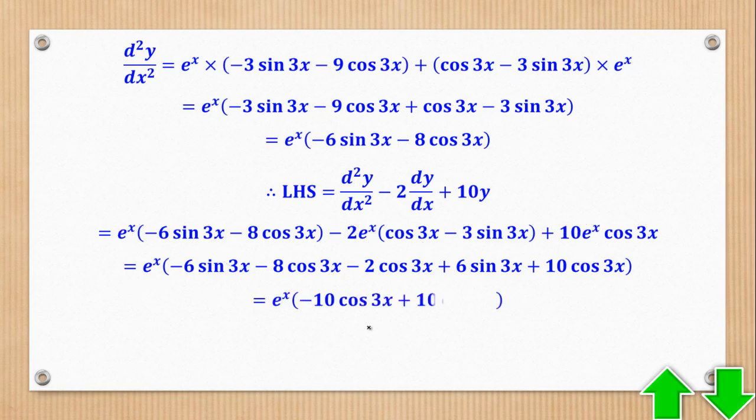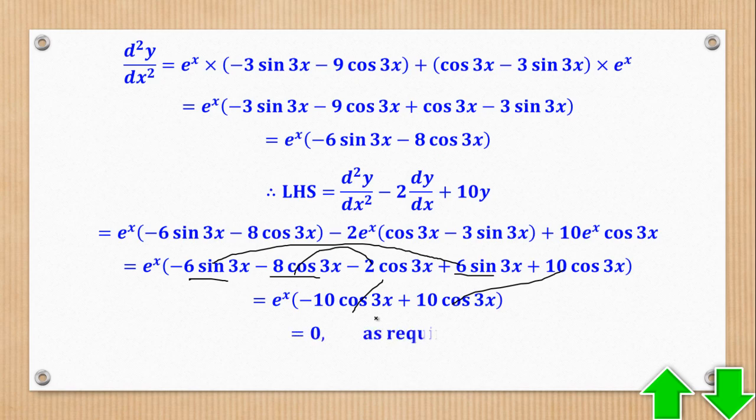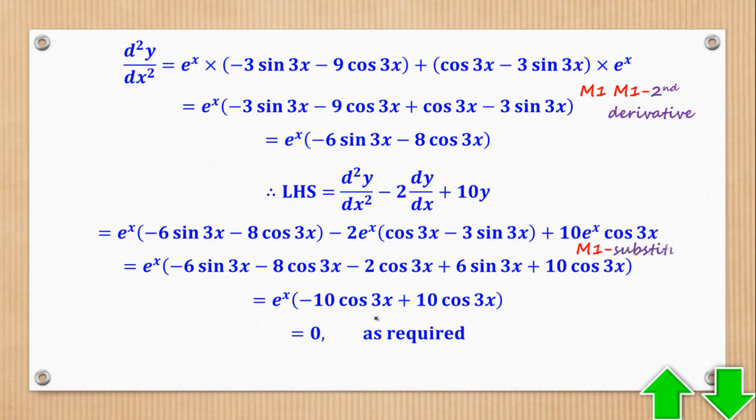Okay, then you realize that this -6 plus 6 is 0. Then -8 minus 2 gives -10. With this to give you a 0. So that is the alternative. So there are two ways of attempting such a question.